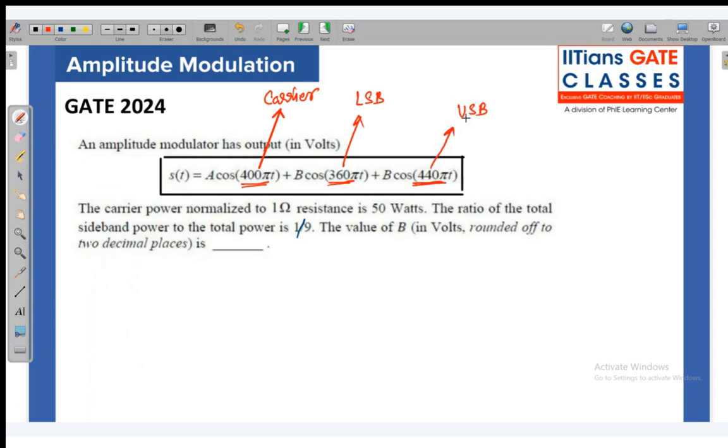400 is carrier. Very good, Vinay. So Vinay has answered. Now 400 is carrier, 360 is lower sideband, 440 is upper sideband. Now carrier power is 50. So how do you calculate the carrier power?